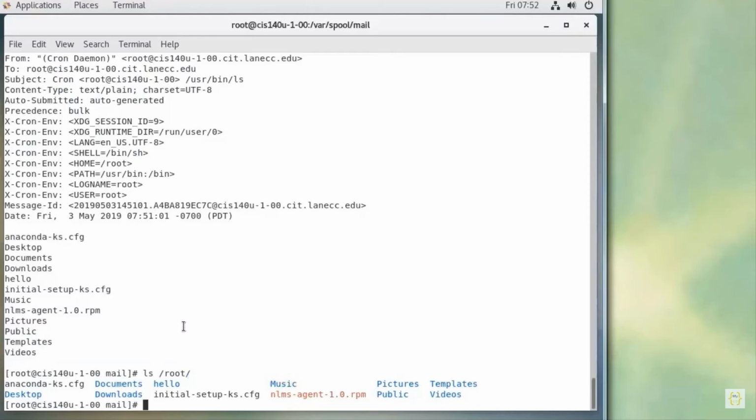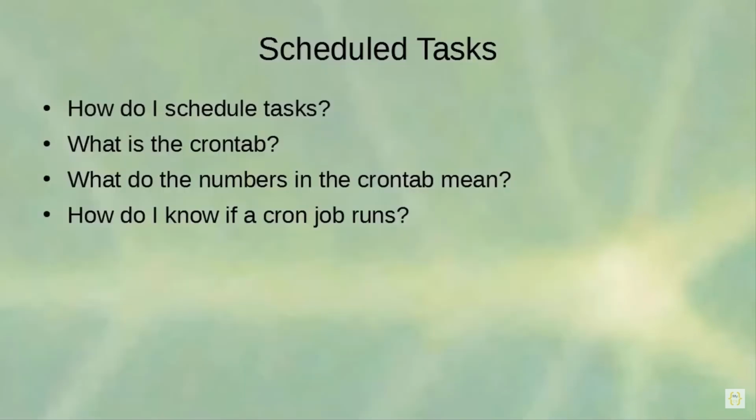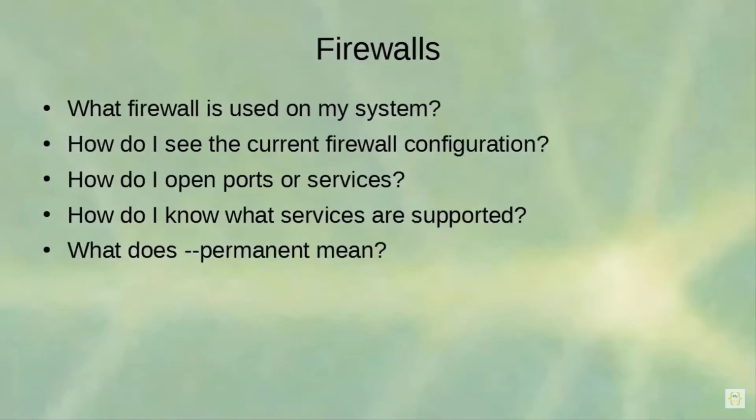All right, so that's scheduled tasks. How do you know if a cron job runs? Well, you don't necessarily know if it runs if it produces no output, but if it does produce output, then you can see it right there in the mail.